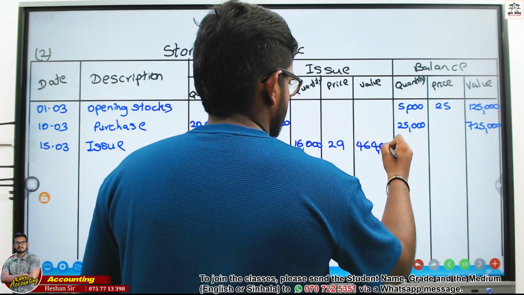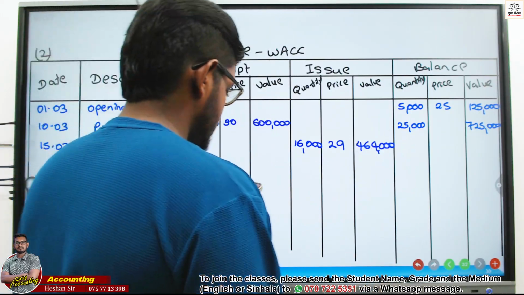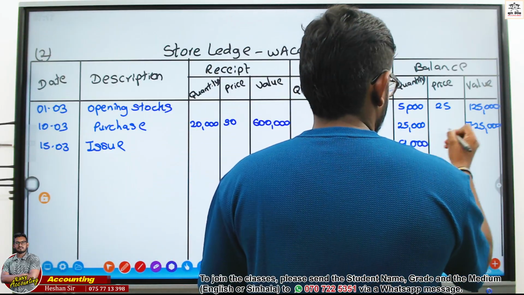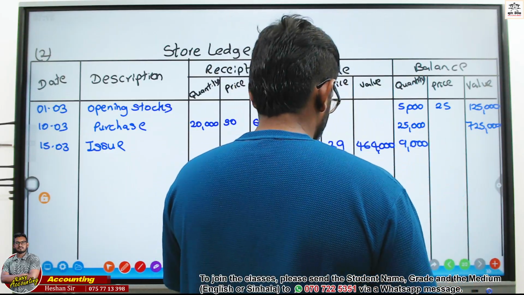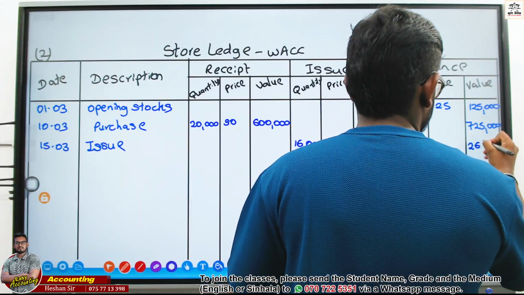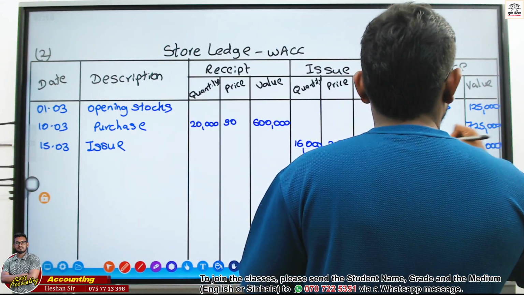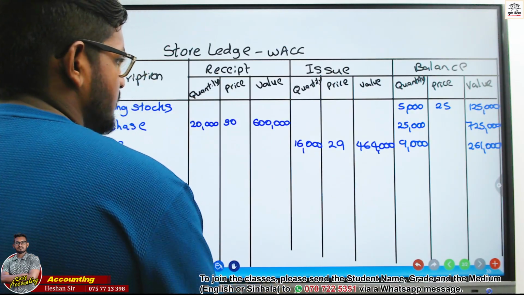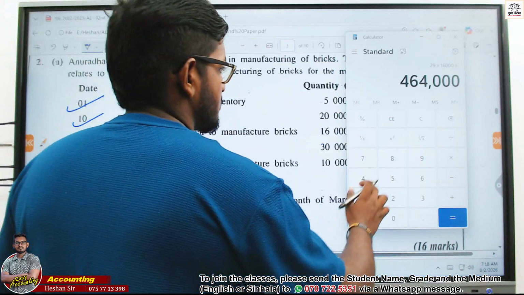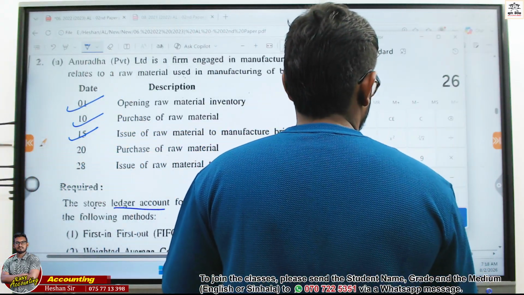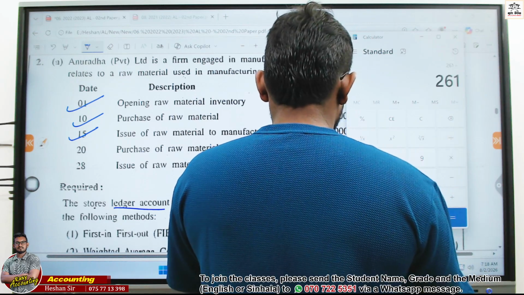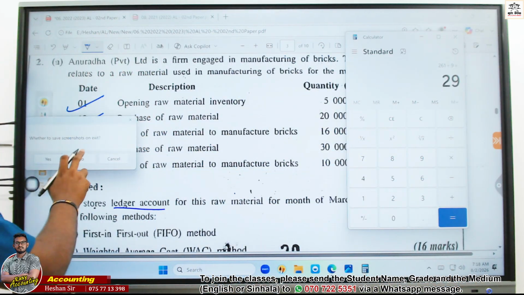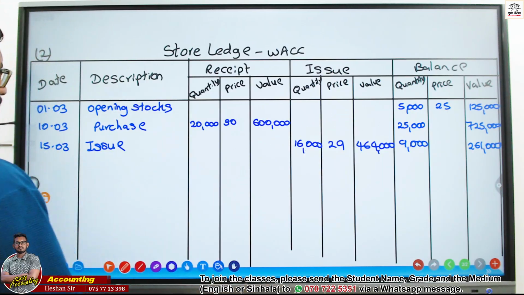464,000. Now you can see the balance we have is 9,000. If you deduct this from here, you have 261,000. Price is not compulsory. If you divide 261 by 9, the same answer. 261 divided by 9,000, you will get 29, the same price it comes, right?